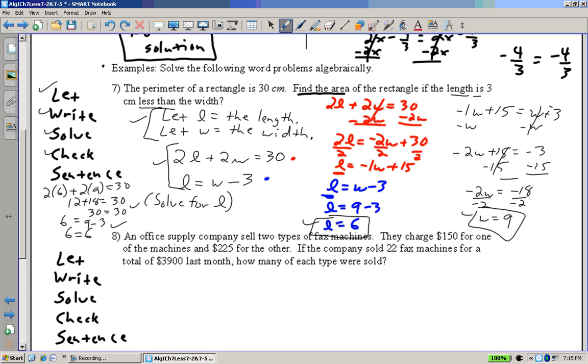Find the area of the rectangle. We found the length and the width, but they don't want the length and the width. They want the area. Now, if you remember, in a rectangle, the area is going to be the length times the width. So 6 times 9 is going to be 54, and that's square centimeters. So we're going to say the area is 54 square centimeters.